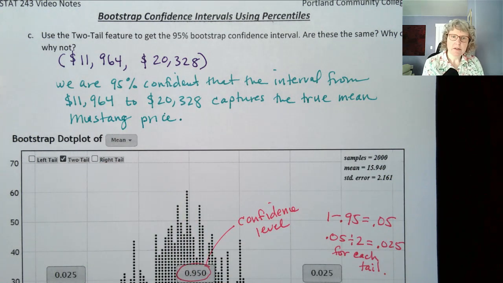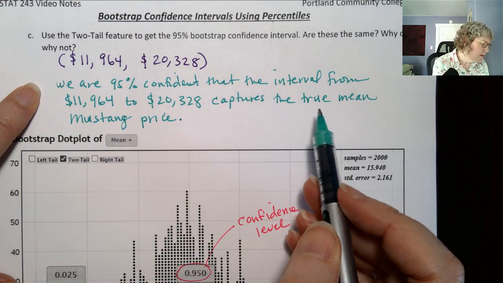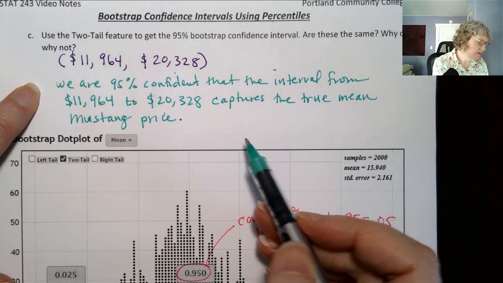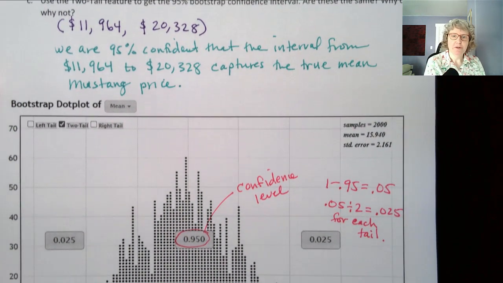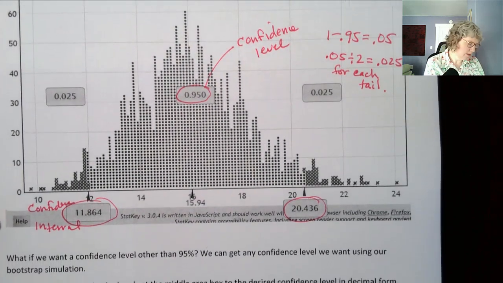Okay, and remember there's many different ways to write it, as long as you get true mean or population mean, or all price of, average price of all the Mustang cars, and then your confidence level. Okay, great. So I mentioned we could do different confidence levels, so let's go ahead and do that.